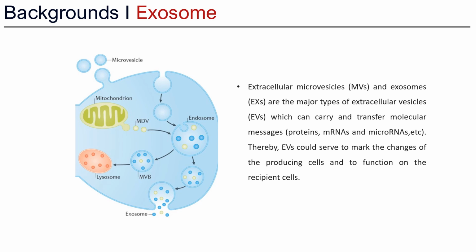To solve the problem of cancer, I used the exosome mechanism. Extracellular microvesicles, MV, and exosomes are the major types of extracellular vesicles, in short EV, which can carry and transport molecular messages, such as proteins, messenger RNA, and microRNA. Thereby, EVs could serve to mark the changes of the producing cells and to function on the recipient cells.